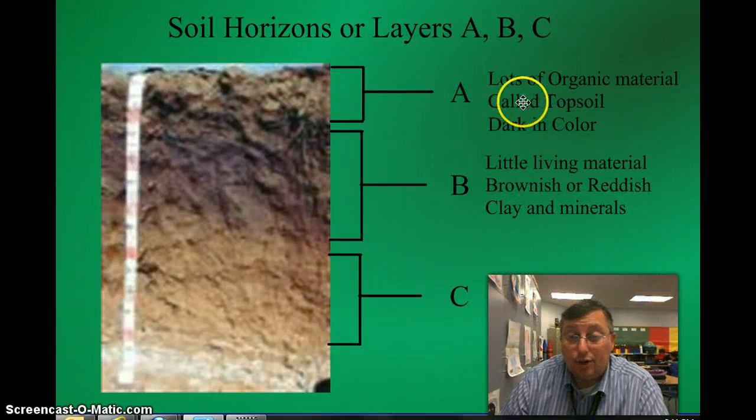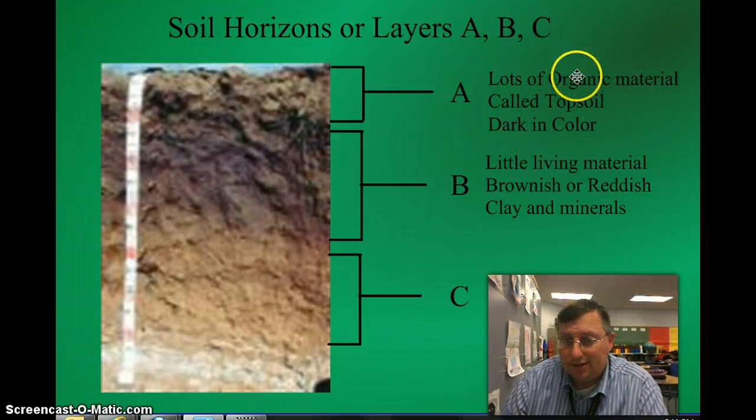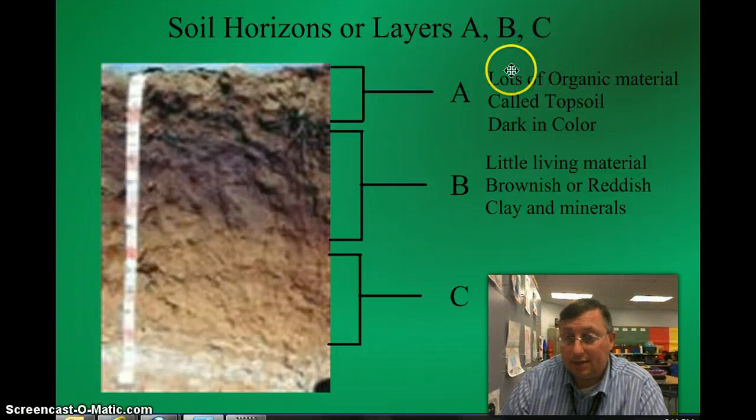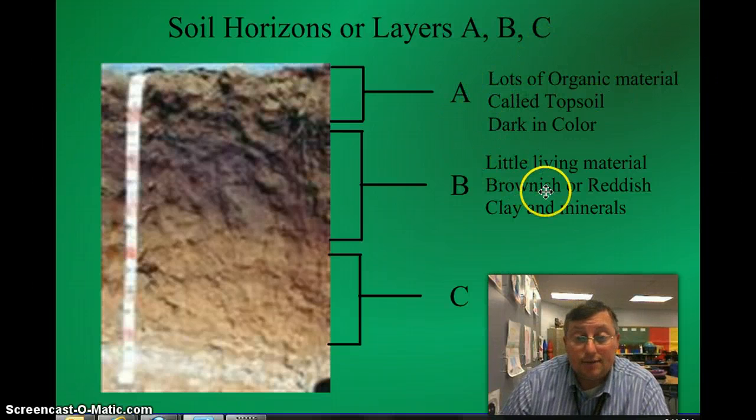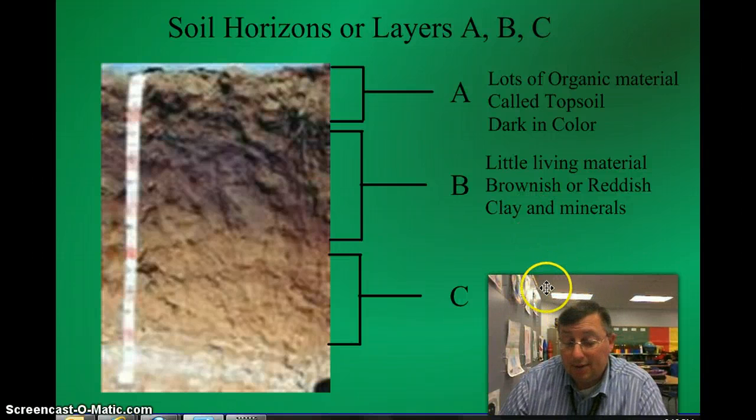Horizon A is called topsoil. It's usually darker in color because it has all this organic living material, or parts of the things that used to live. Now they're dying and decomposing. Horizon B tends to be a little bit brownish or reddish. It's clay and minerals. It's the smaller pieces, and very little living things. Now, Horizon C, yellowish brown usually, depending on where you're at, and what rocks are in that area, but that's the deepest layer of soil. And then you have your rock bed.